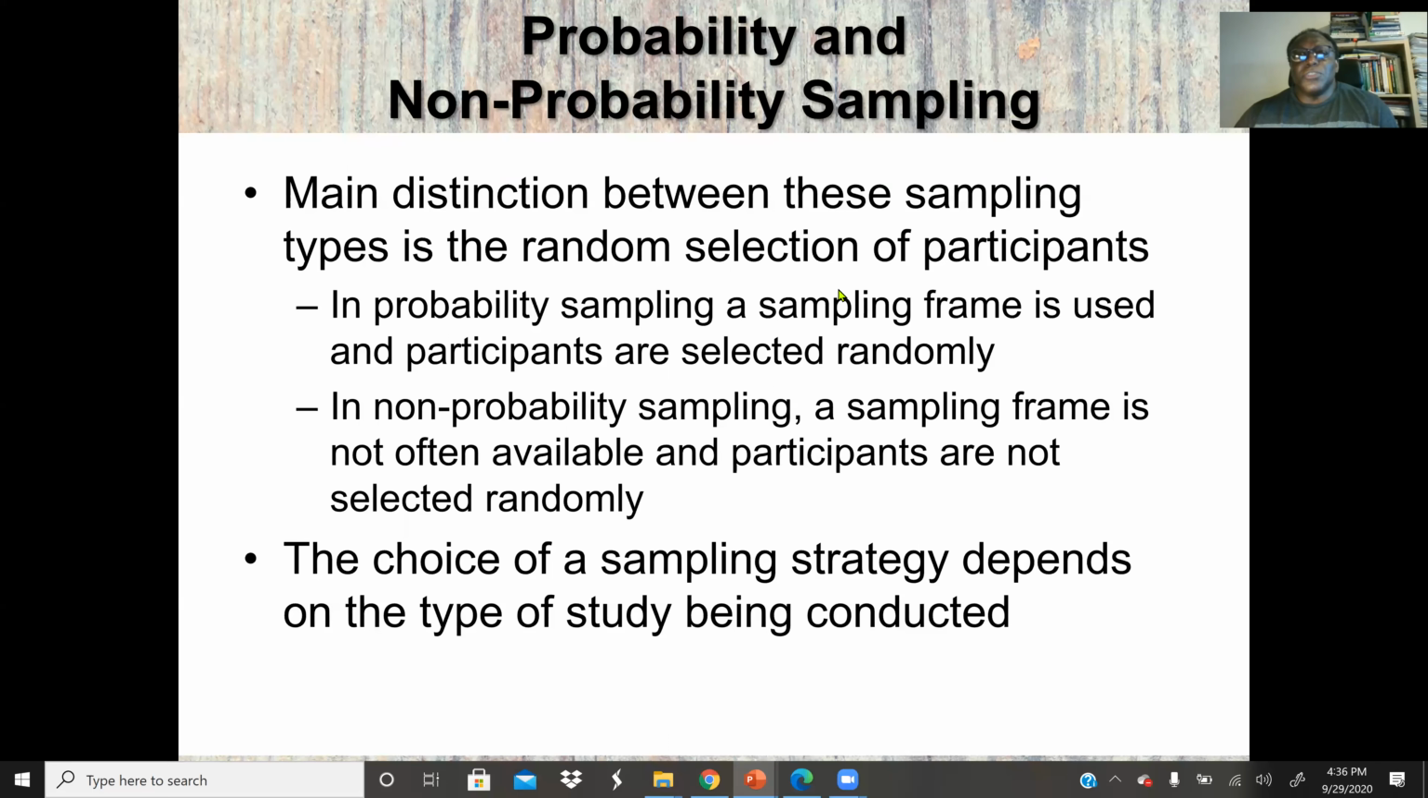So again, the difference between probability and non-probability sampling, as we said, probability sampling means the participants are randomly selected and also the sampling frame is available. But with non-probability sampling, the participants are not randomly selected and also the sampling frame is not available. So the choice of the sampling strategy, again, depends on the type of studies we are embarked on or we are conducting.